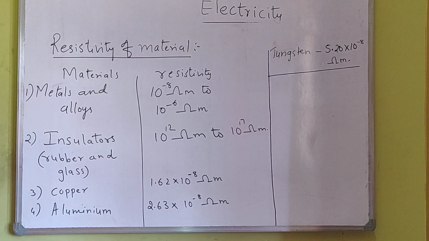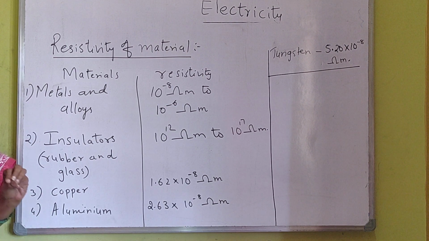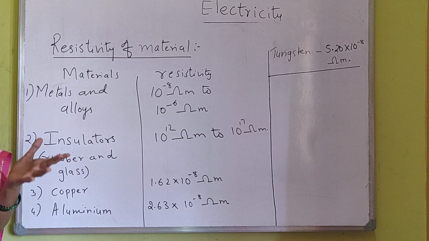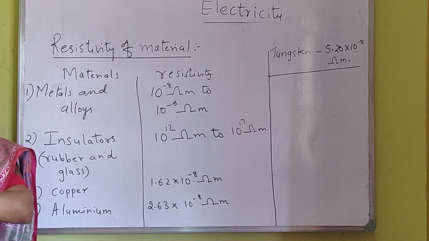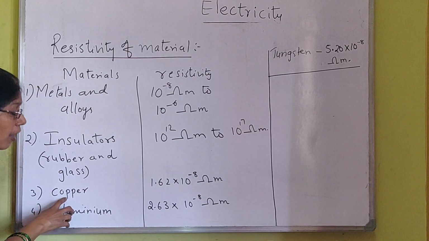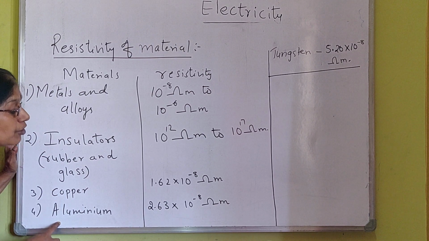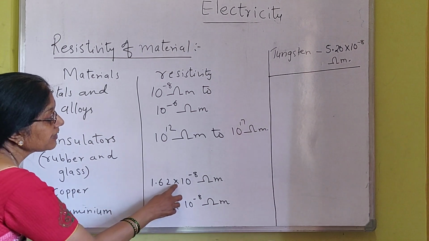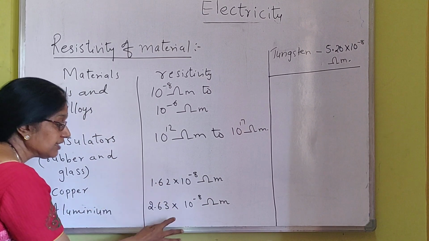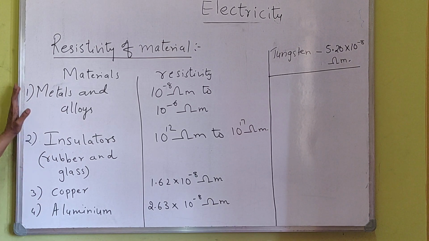Now a question arises. Only copper and aluminium among the metals are used as conductors. Aluminium is used in transmission lines, from where the electricity is produced to the cities, and in our houses we use copper as a conductor. Why are only these two metals used? Because you can see that their resistivity is less. So they are good conductors of electricity. That is why copper and aluminium are used as conductors.